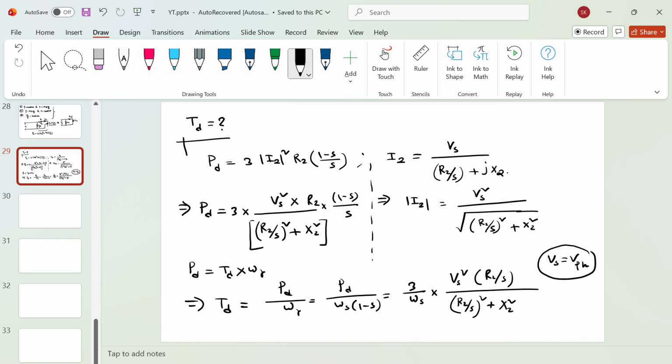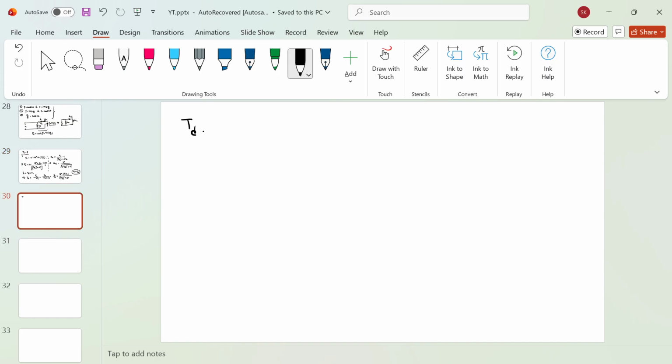Now let me write it again. TD is equal to 3 by omega S into V per phase square, R2 by S, divided by (R2 by S) whole square plus X2 square. Now, basically in induction motor, at steady state in general, the slip is close to zero actually. And in induction motor, you have basically two operating zones, you can say.